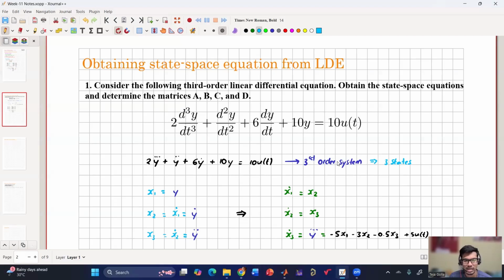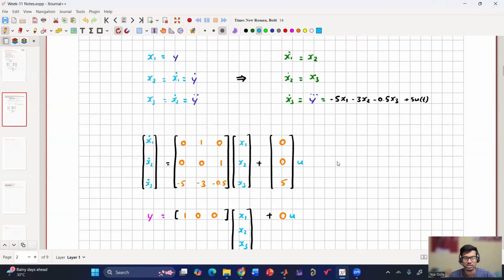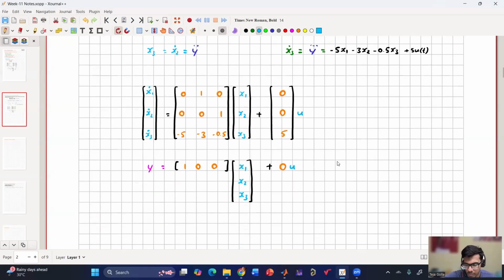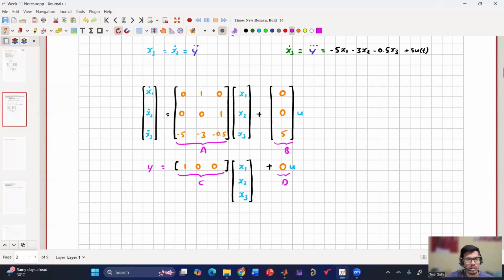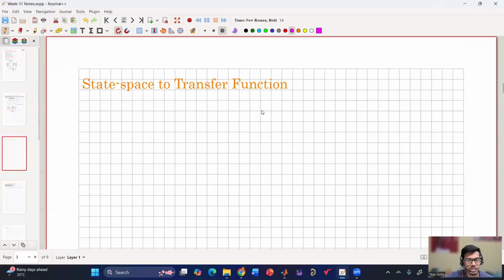From this I can calculate x1 dot, x2 dot, and for x3 dot I'll be using the given equation, and then I'll be getting the three equations. Now these three equations I have written in matrix form. So from this matrix now I'll be getting the A, B, C as well as D matrix. So in this way, for a given differential equation, we can get the ABCD matrix and represent it in the state space form. So if this is clear, then I'll move to the next topic, which is state space to transfer function.